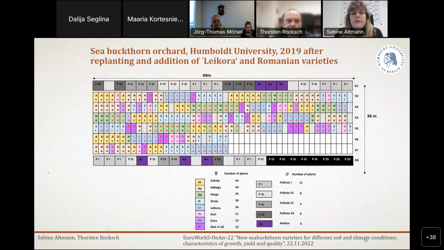Here is the map of our sea buckthorn orchard, which was planted in 2006, and in 2019 the dead shrubs were replaced and the variety Lycura was added, as well as the Romanian varieties, and also a male pollinator for these Romanian varieties, Andros, which was planted, like the other male varieties, at the rim of our orchard.